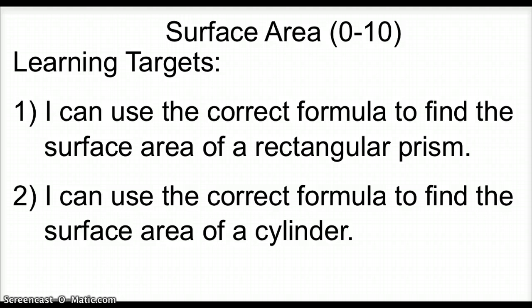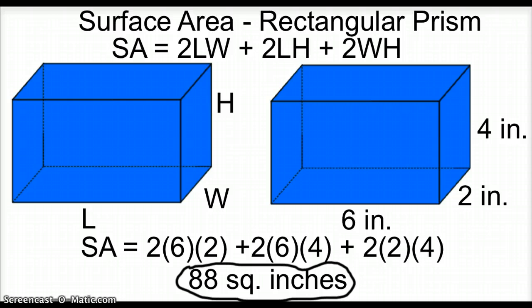So first let's look at the rectangular prism. I have two diagrams here. One just shows generically length, width, and height. And the second one shows specific values for the length, width, and height. Okay, now if we look at the formula we're going to be using, surface area is going to be 2 times length times width plus 2 times length times height plus 2 times width times height.